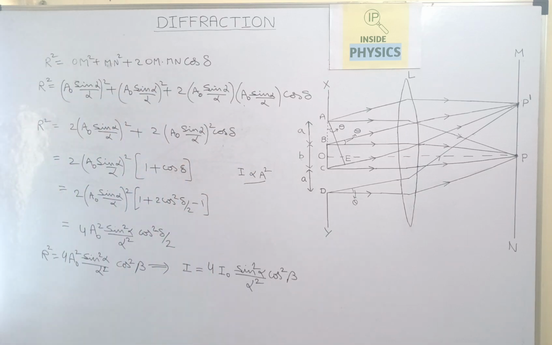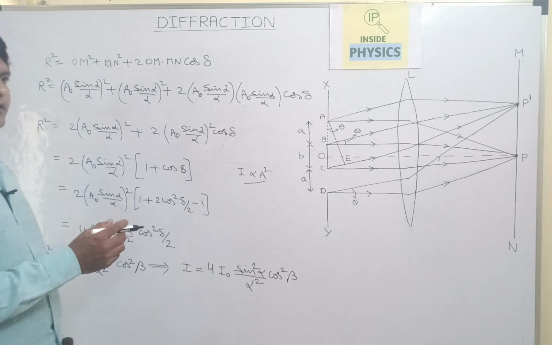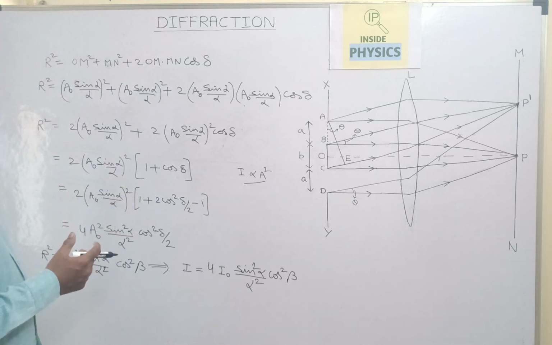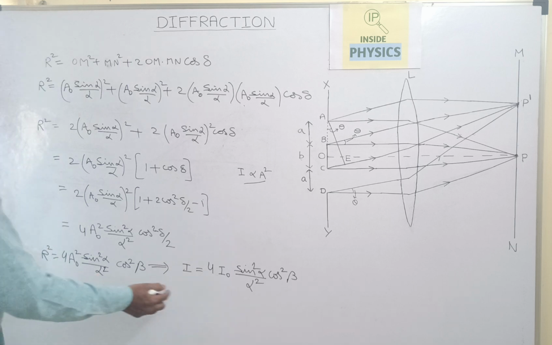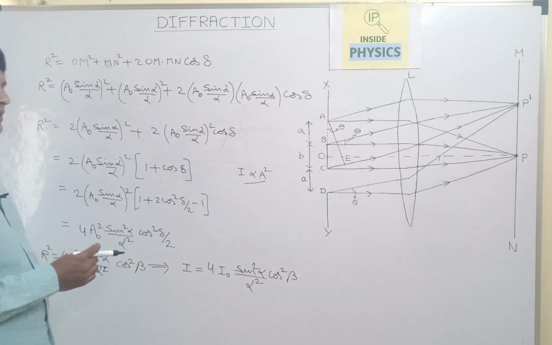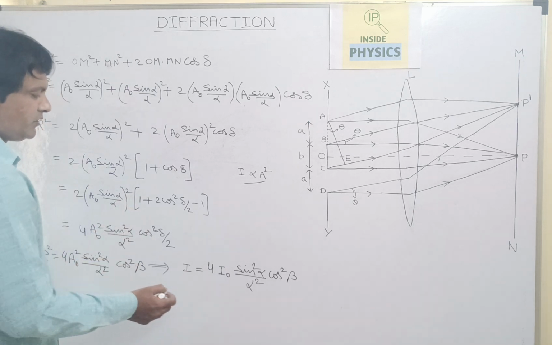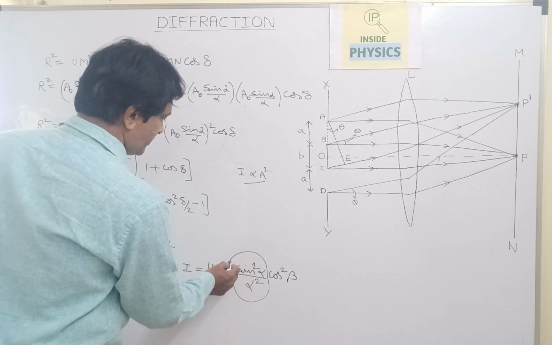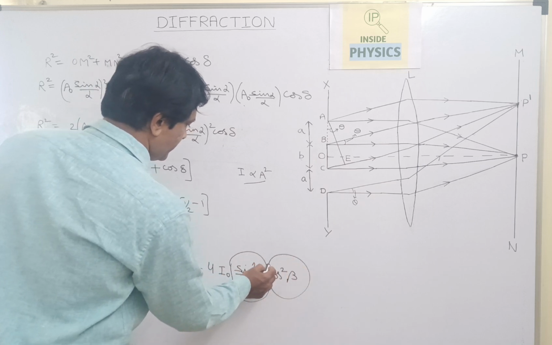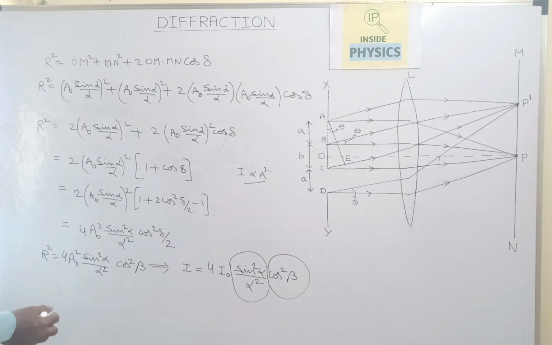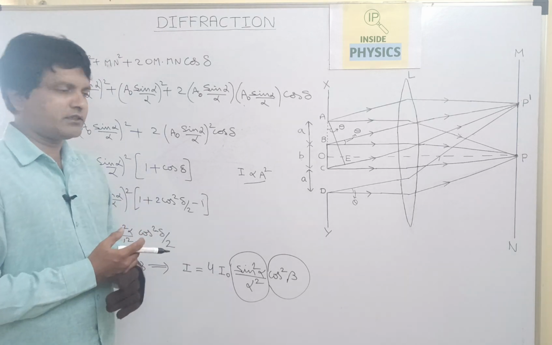Now we analyze this one. For minima and maxima, low intensity or zero intensity, high intensity, we must get the conditions based on this relation. What is the condition for minima? What is the condition for maxima? Here you can observe these two terms. They both have some significance considering the interference and diffraction pattern.